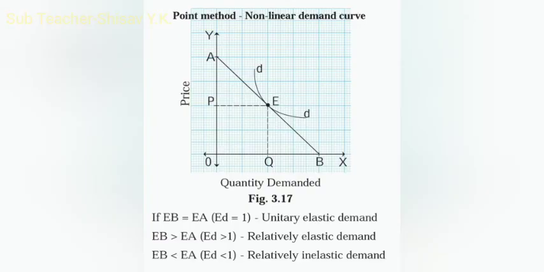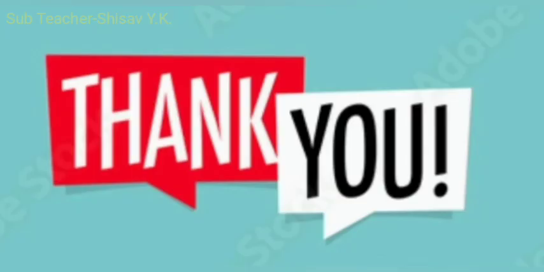See in figure, if EB is equal to EA, it is a unitary elastic demand. EB less than EA, it is a relatively inelastic demand. EB greater than EA, it is a relatively elastic demand. Thank you, students.